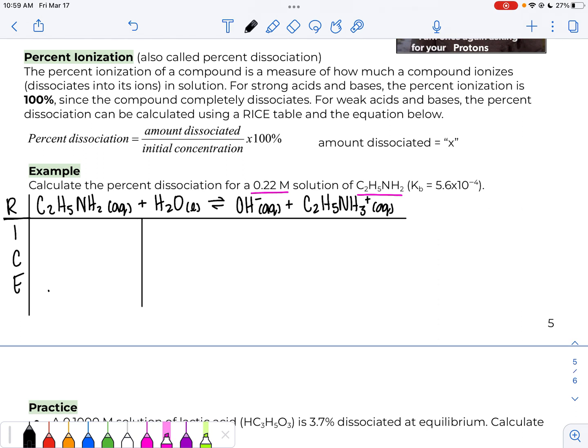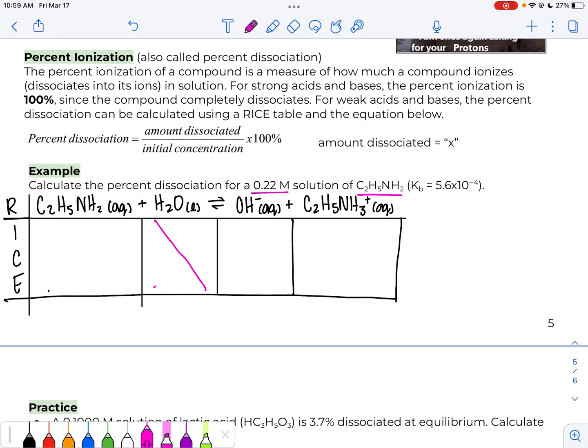Okay. So remember, we don't care about water at all in this system. Well, we don't care about how it's affecting this system. So I'm just going to go ahead and cross that section out. So let's start out with our original concentration of our base. We're told that it's 0.22 molar.